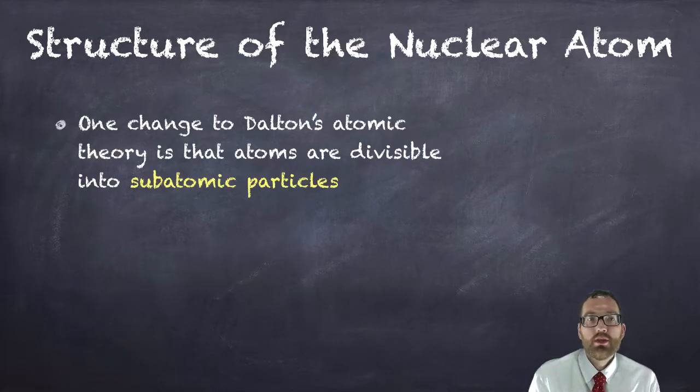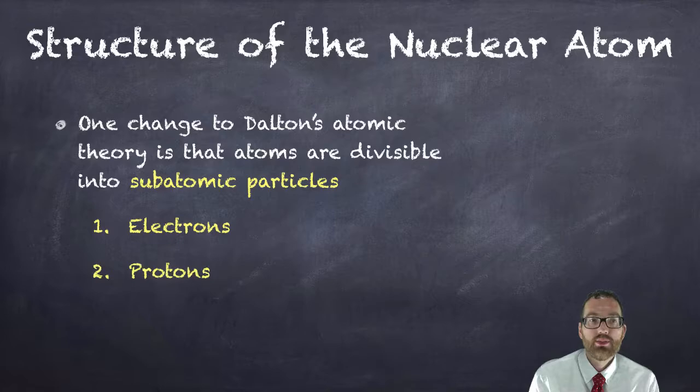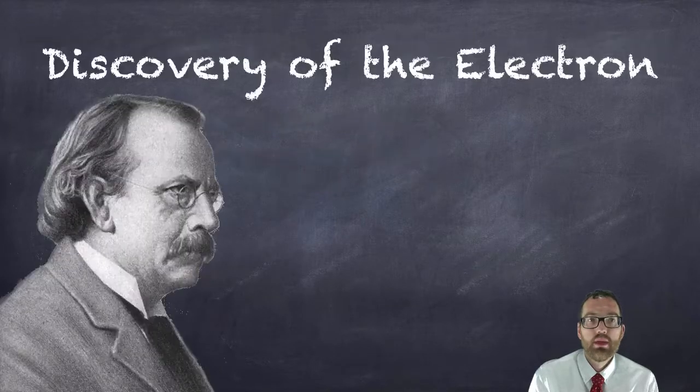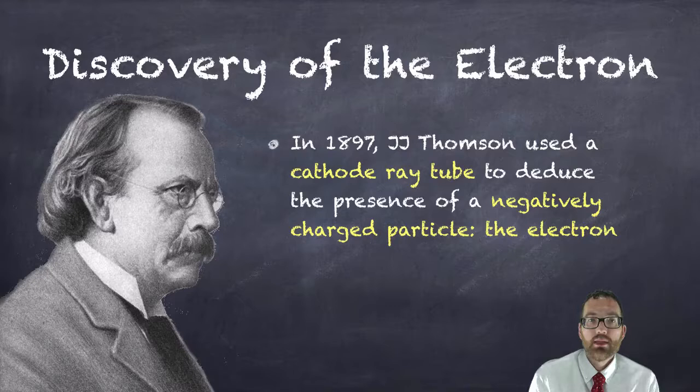So, one change to Dalton's atomic theory was that atoms are divisible into subatomic particles. We now know there are electrons, protons, and neutrons. Let's talk about each of those and how they were discovered. So first, the discovery of the electron was credited to this guy, J.J.